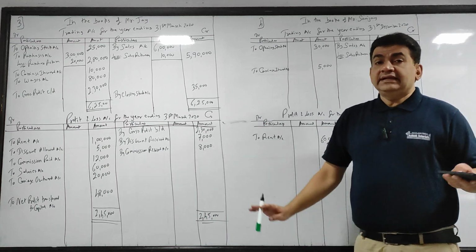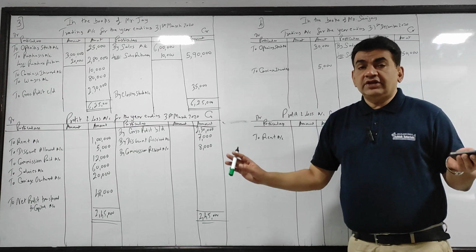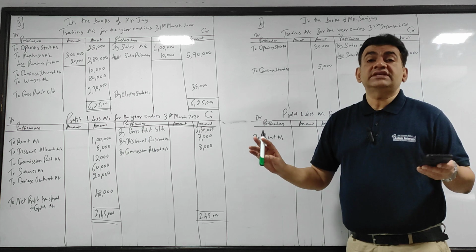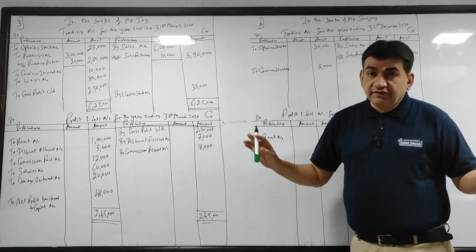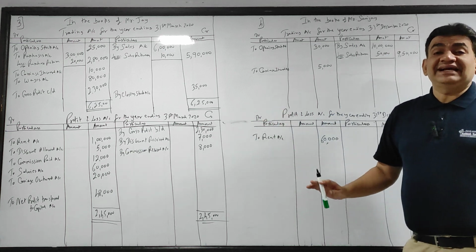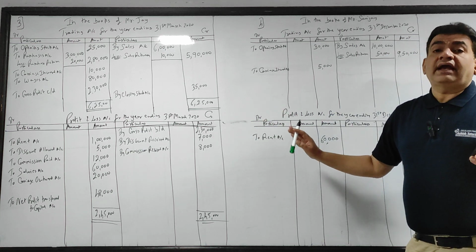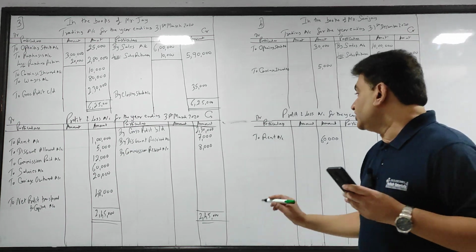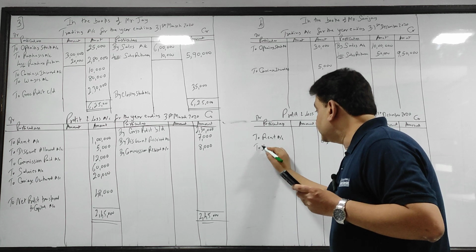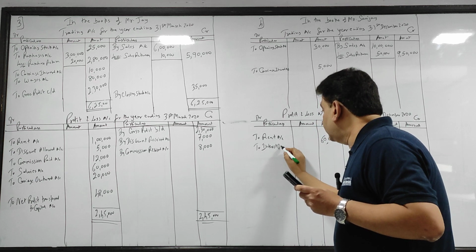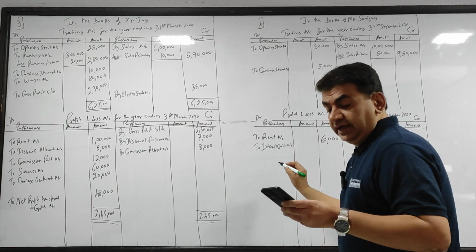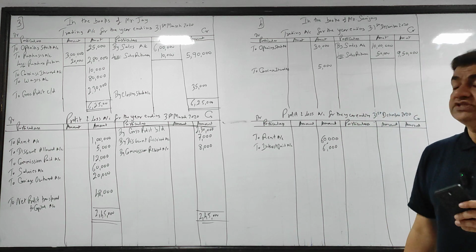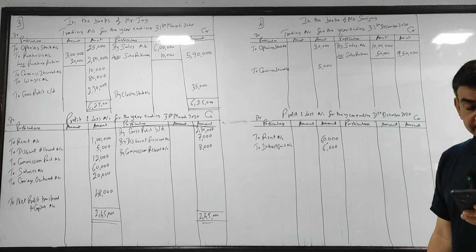Interest paid. Interest when you pay, when you take a loan. Now that interest has got nothing to do with sale or purchase of goods. Therefore, interest paid will be an indirect expense and therefore will be debited to P&L. Interest paid will be an indirect expense. Remember, all indirect expenses are debited to P&L. So, to interest paid 6,000. To interest paid account 6,000.